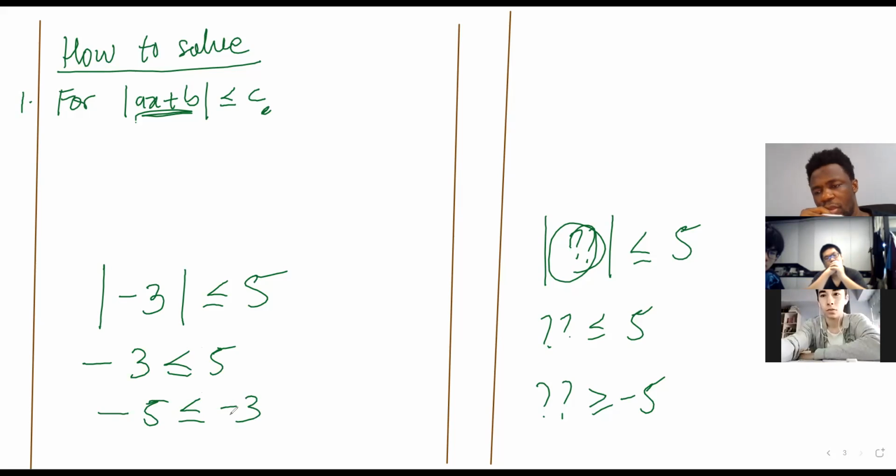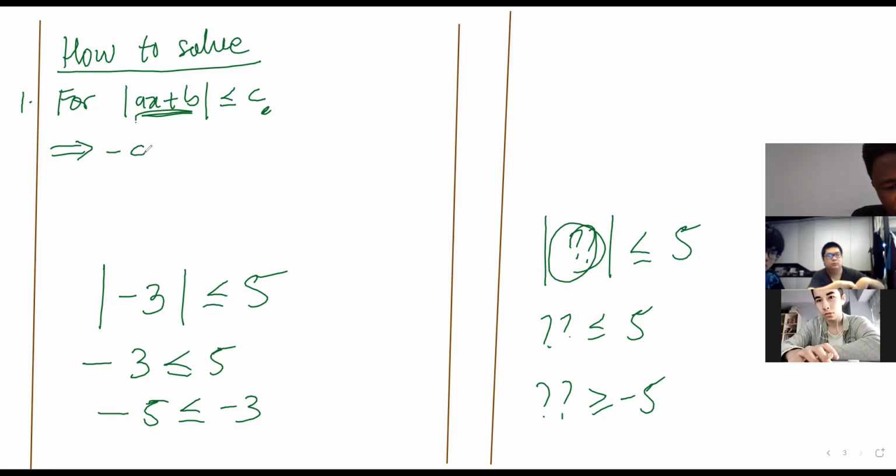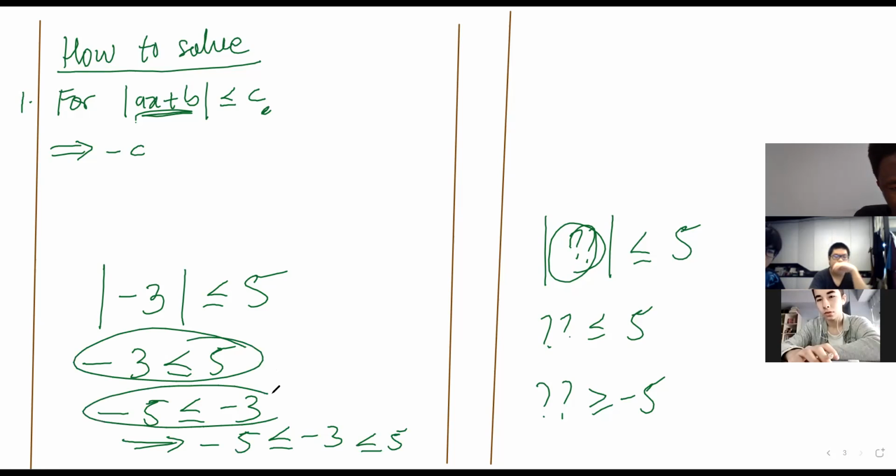So whenever you see this, you write it in two ways. It actually means that minus c. Now, this means that you can combine them. Minus 5 less than or equal to minus 3 less than or equal to 5, if you combine these two together.